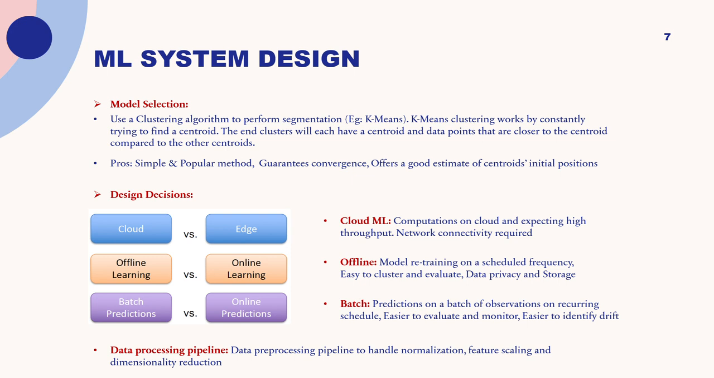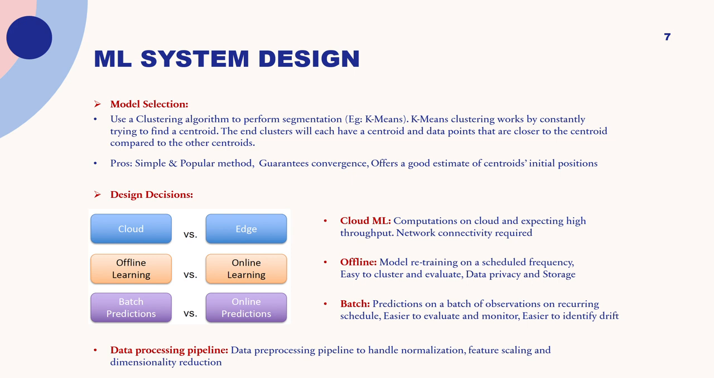Let's move into the design decisions. We start with the cloud versus edge. In this case, definitely we'll go for cloud. So the expectation of throughput is high. Computations should be on cloud, so cannot use edge system. Offline learning versus online learning. So we'll go for offline learning because you need model retraining on a scheduled frequency like monthly, quarterly kind of. Also, the offline learning is easy to cluster and evaluate. The other factors which favor offline learning are data privacy and storage.